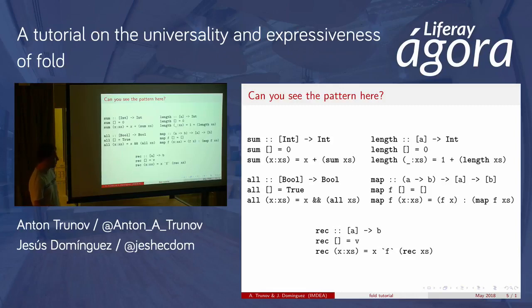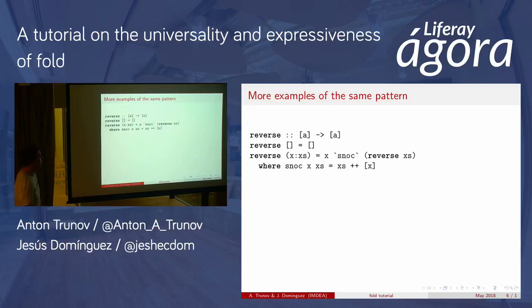You have some list of type A, and you want to reduce it to some value of type B. So in case of empty list, you need to supply some value V, and in case of cons, so if you have a non-empty list, can you see the point? I cannot either. Okay. All right. Sorry. All right. So in this case, you just take some combining function or operator, and you combine x with the result of the recursive call of rec over the tail of the list, right?